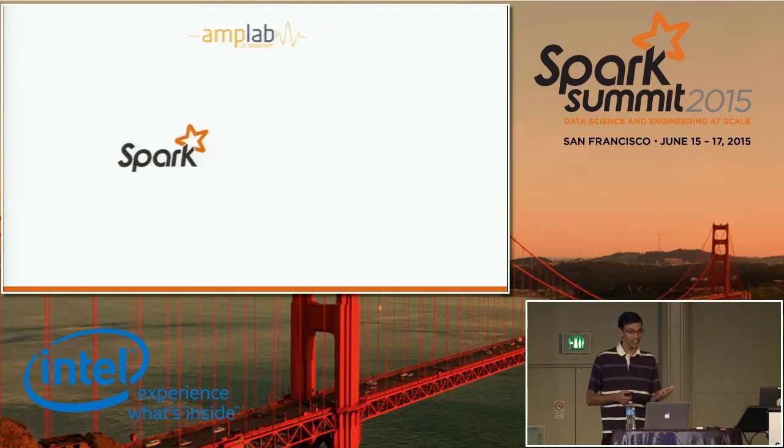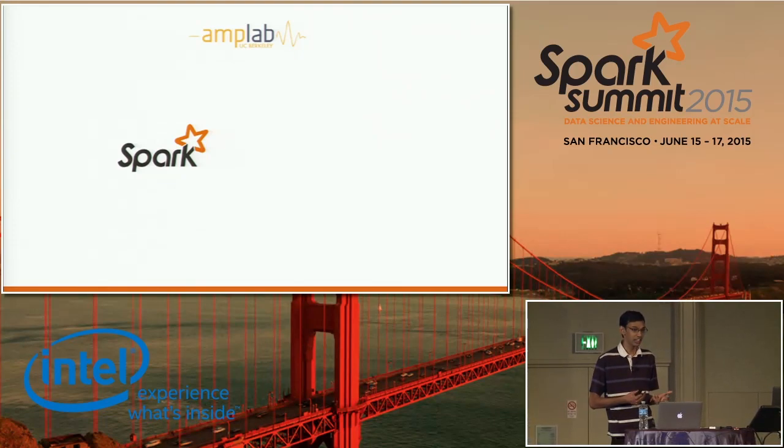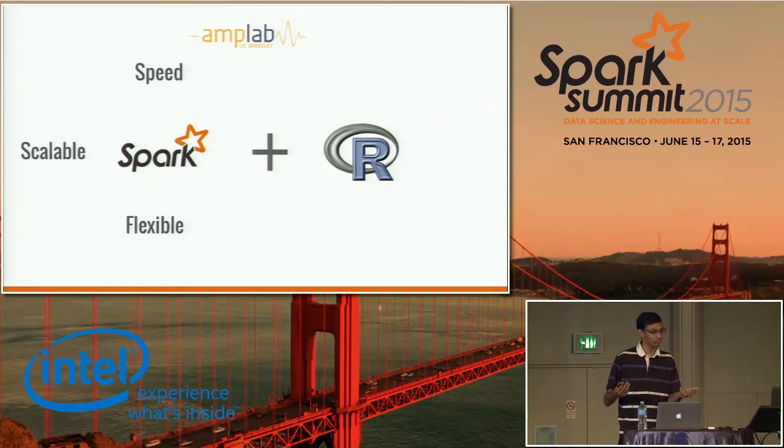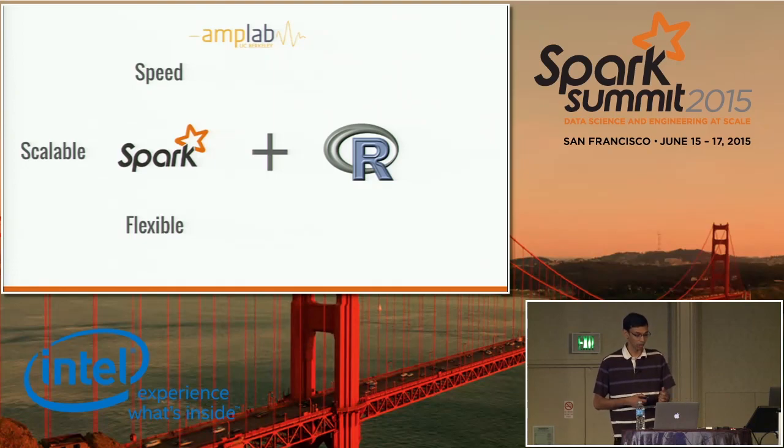At the AMPLab, as you all know, the Spark project was started there. And one of the main things that we spent a bunch of time thinking about is how to put together a distributed computing engine like Spark with a high-level programming language, which is especially popular in statistical communities like R. Our goals specifically were to combine the good properties of both of these systems. So Spark, as you all know, this audience probably doesn't need any introduction, is really fast, it's scalable, and it's also very flexible, letting you express a large number of algorithms and different operators on top of it.